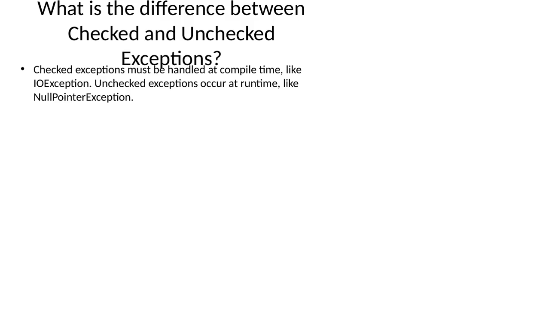On the other hand, unchecked exceptions happen during runtime and aren't checked by the compiler. These include exceptions like NullPointerException, which occur when your code tries to use an object reference that hasn't been initialized. Because unchecked exceptions are usually due to programming errors, they don't need to be declared or caught explicitly, but you should still write your code to avoid them whenever possible.